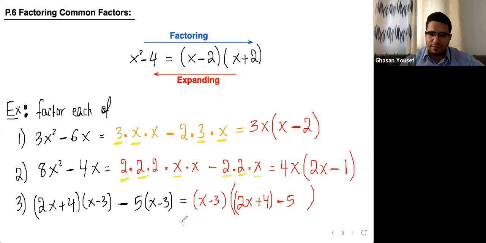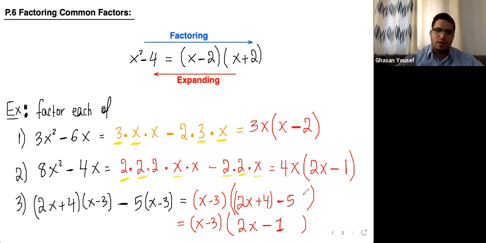So now we can simplify it more. I can get x minus 3, and inside the parentheses, 2x plus 4 minus 5. They give me minus 1. So 2x minus 1. And this is the factoring for this example. Any question?